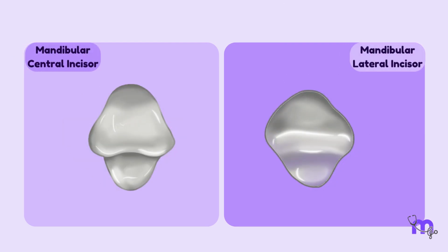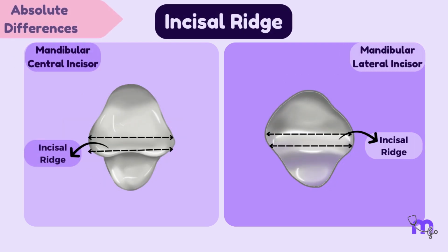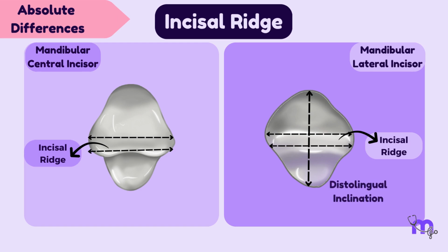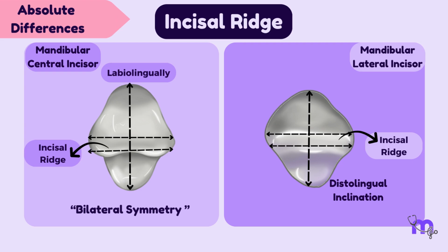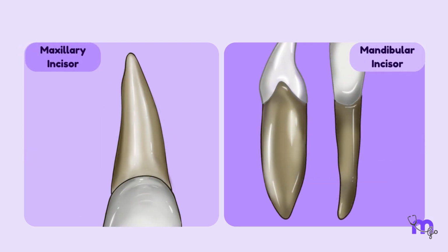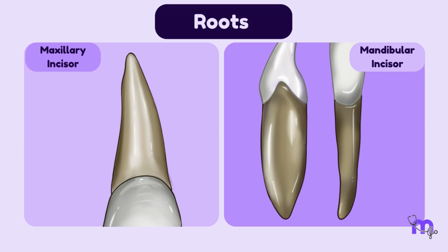When examining the incisal ridges, other absolute differences for mandibular incisors can be noted. The mandibular lateral incisor distinguishes itself with a distolingual inclination, while the mandibular central incisor stands out for its bilateral symmetry. Next, let's turn our attention to the roots of these teeth.